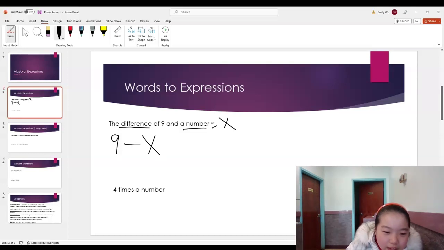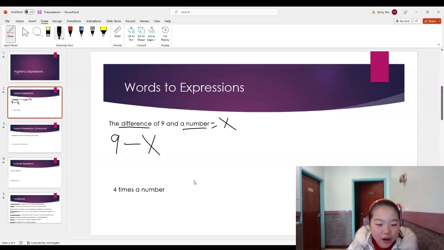So the expression for the first one is 9 minus x. X represents a variable, so it is an unknown number, we don't know what number it is. Okay, try the next one on your own. I will give you some time to finish.